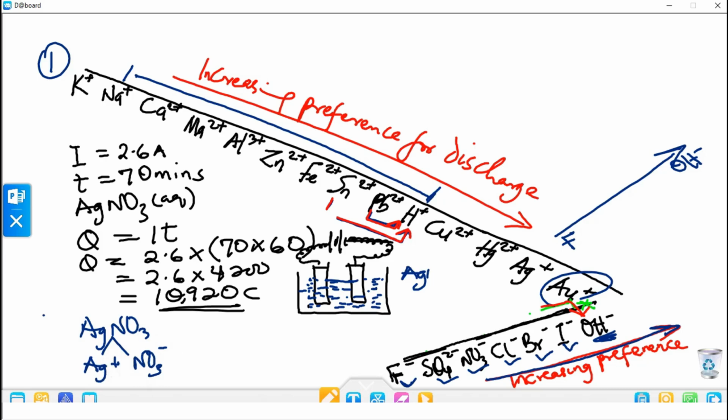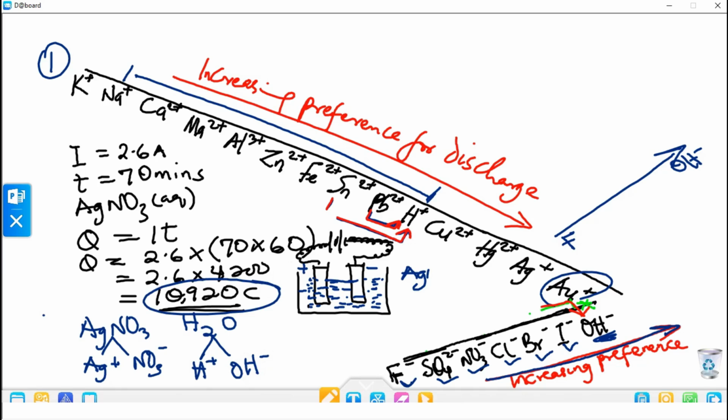Don't forget, since the silver nitrate is a salt which has been dissolved in water, the water also is going to split, and we have hydrogen ion and hydroxide ion. So this is actually what happens in the solution, because this is now an electrolyte. So as electricity has gone into that, the quantity of electricity that went into this solution is 10,920 coulombs. So the question now is, this is plus and this is minus. That's our cathode and anode.